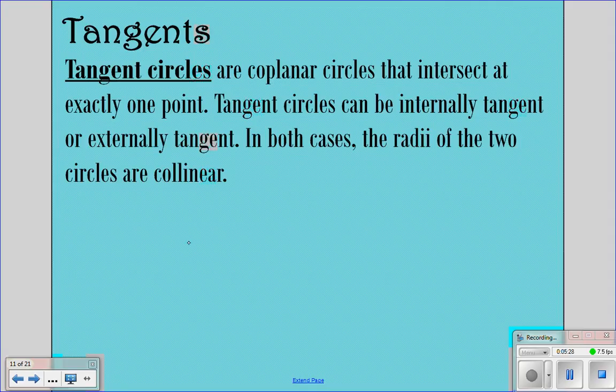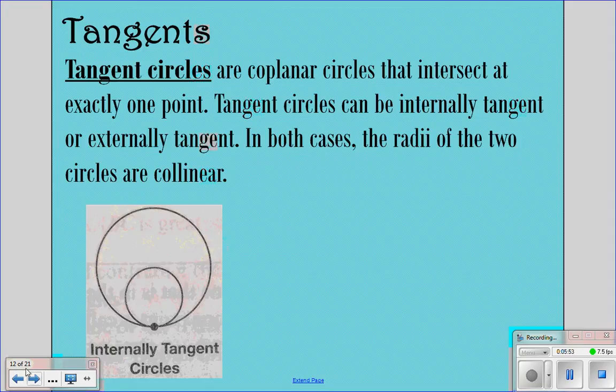So I'm going to draw two circles, and they're tangent at this point. And here is a radius, and then here is another radius. And so the radii and the tangent point are all on the same line. That's what it means whenever it says that the radii of the two circles are collinear.